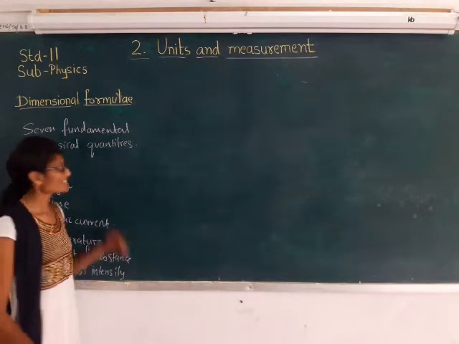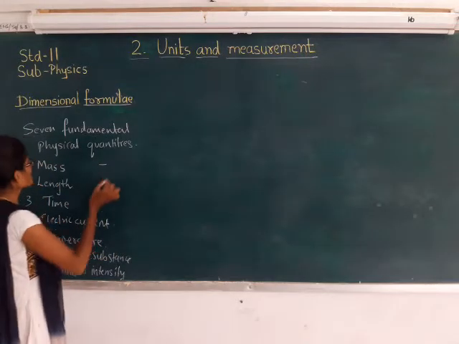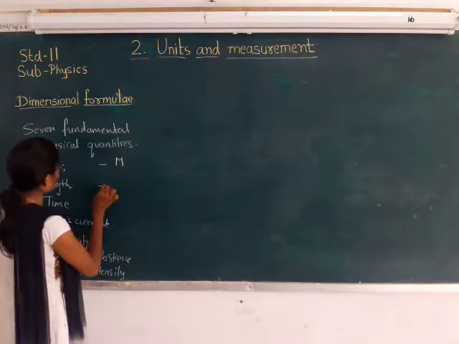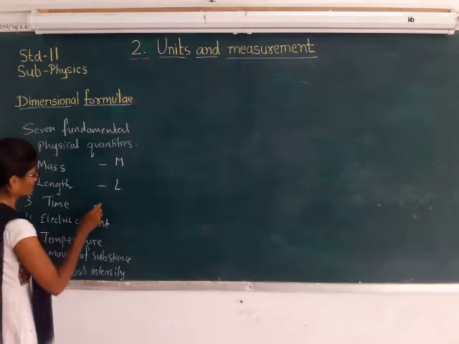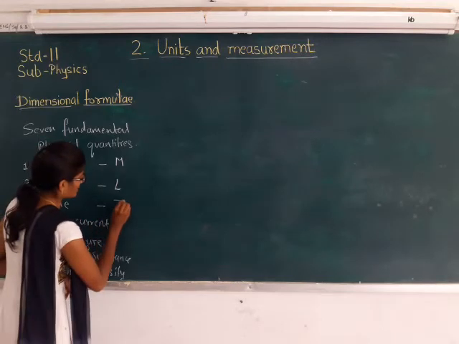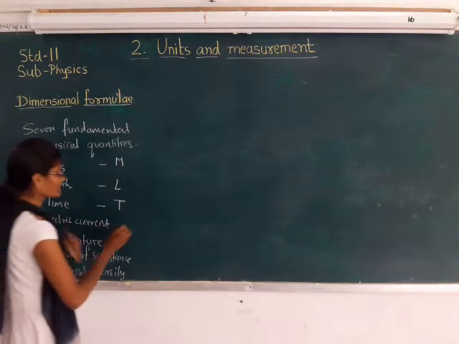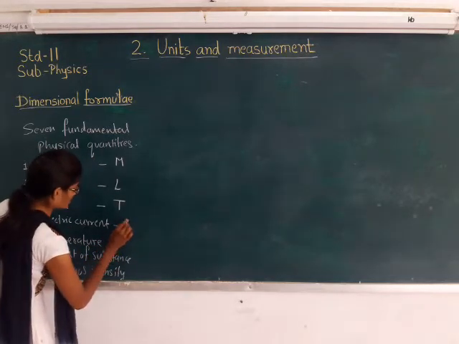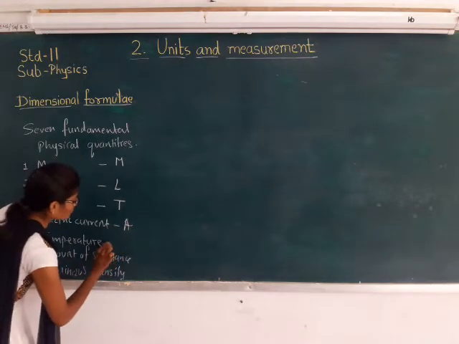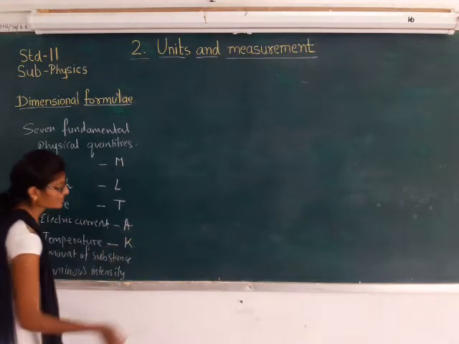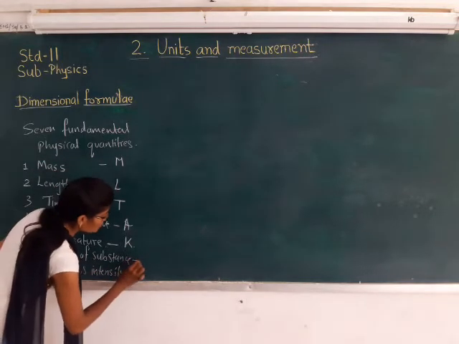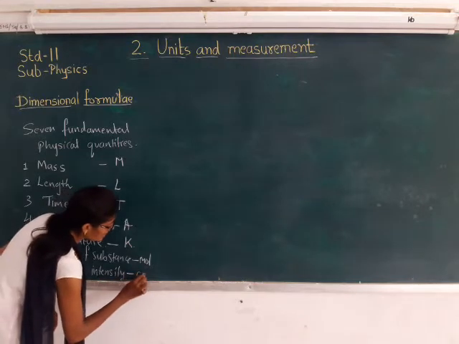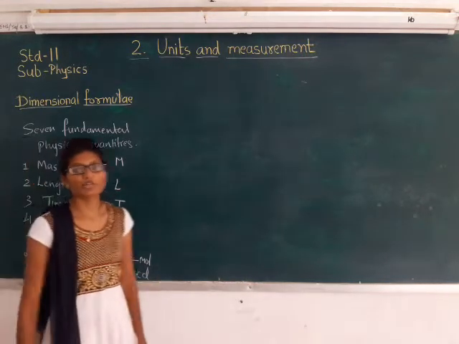And we know that the symbols of these fundamental quantities are: for mass it is M, for length it is L, for time it is T, right? Electric current is represented by the symbol A, sorry. For temperature, it is represented by K. For amount of substance, it is represented by L. And for luminous intensity, it is represented by the symbol C.